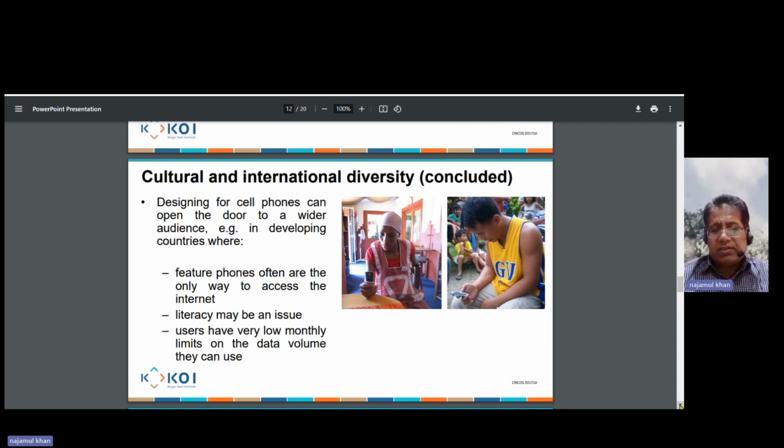As you can see in the picture, it looks like an old picture, but now I'm sure a majority of people all over the world are using smartphones. In this picture, these two people are using an old button phone. That's what it looks like. But I think these might be slides that are a few years old, and now things have changed.